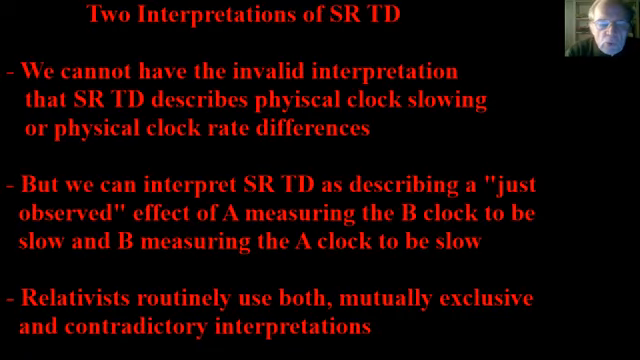So again, there are two interpretations of time dilation. We cannot have the invalid interpretation that special relativity time dilation describes physical clock slowing or physical clock rate differences. But we can interpret time dilation as describing a just observed effect of A measuring or observing the B clock to be slow, and B measuring or observing the A clock to be slow.